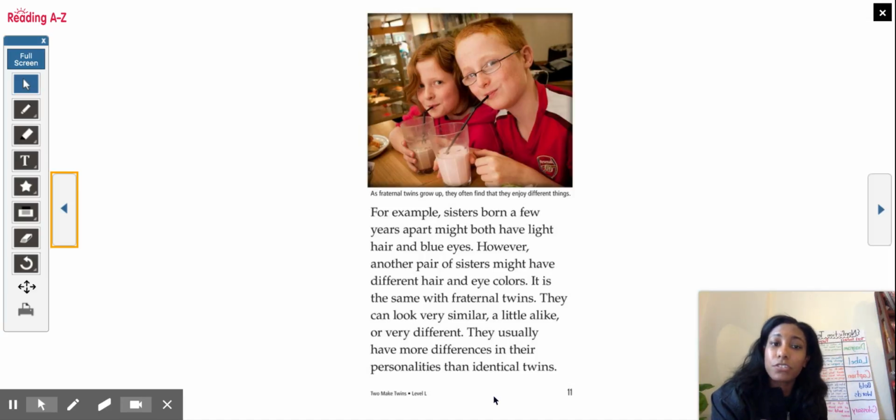For example, sisters born a few years apart might have light hair and blue eyes. However, another pair of sisters might have different hair and eye colors. It is the same with fraternal twins. They can look very similar, a little alike, or very different. They usually have more differences in their personalities than identical twins.